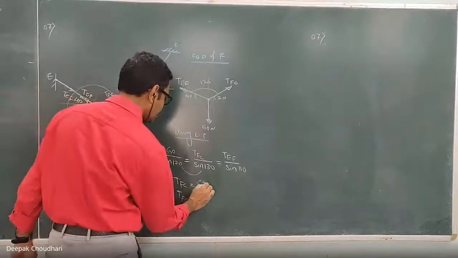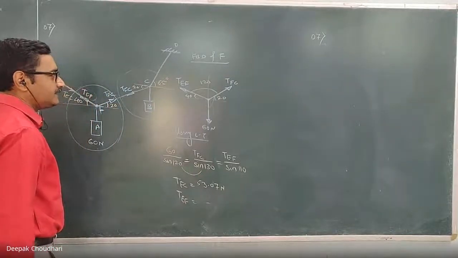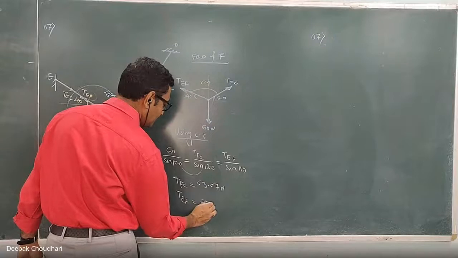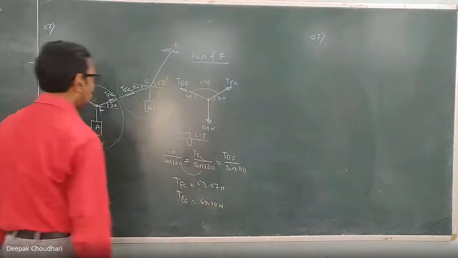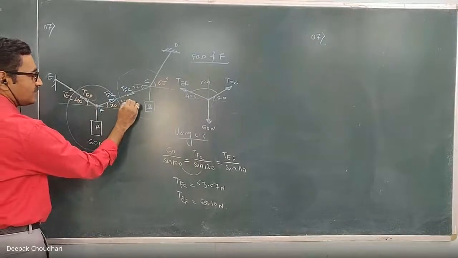Sir, I have the answer. Yes. 53.07. 53.07 is TFC. And how much is TEF? 65.10. Very good. Okay, means the tension in the string FC is 53.07.